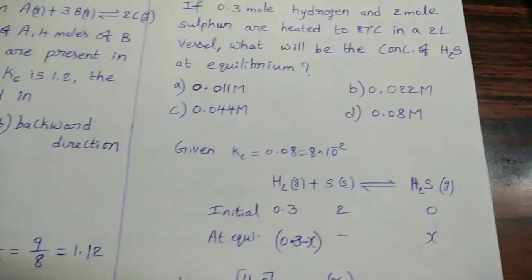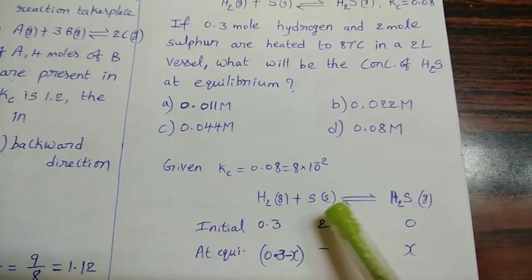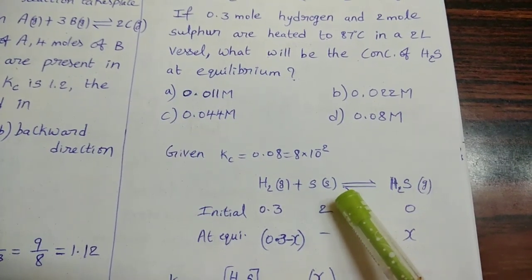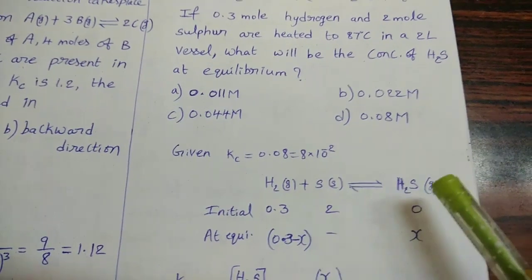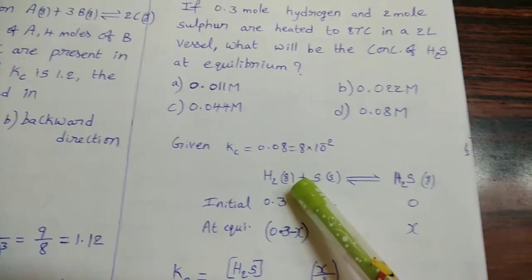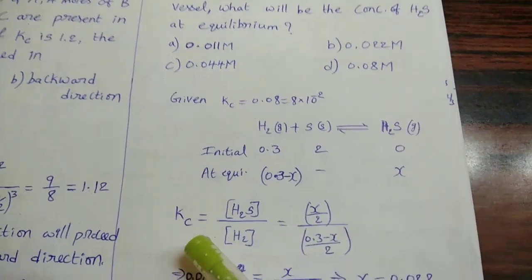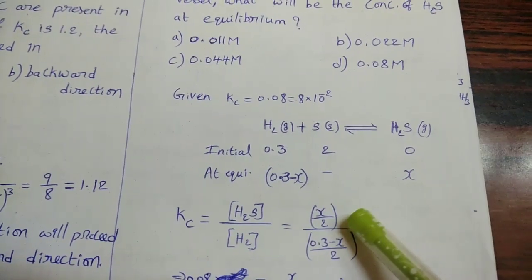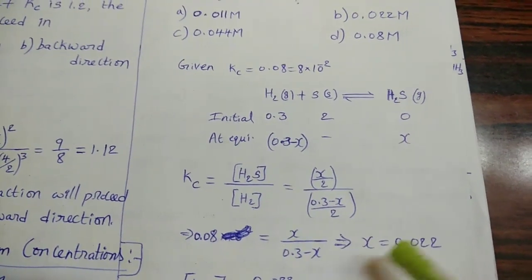So given the Kc value, given the equation, initial number of moles 0.3 for H2, 2 for S, and 0 for H2S. Now since sulfur is a solid, change in the number of moles of this pure solid we can neglect. So x moles of H2 is decreased, and the same x moles is formed as the product. So at equilibrium, the number of moles of H2 gas is 0.3 minus x, and for H2S, x. So equilibrium constant Kc equal to this expression. For the concentration, it is x by 2, where 2 is the volume of the vessel, and 0.3 minus x by 2. So from this we can get the x value.